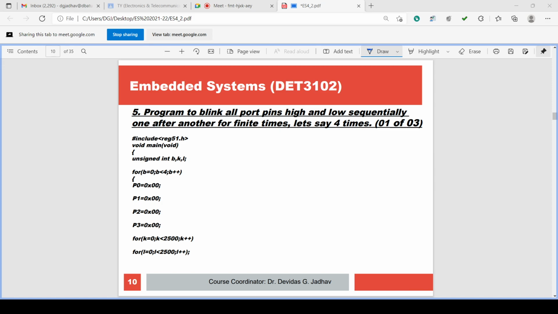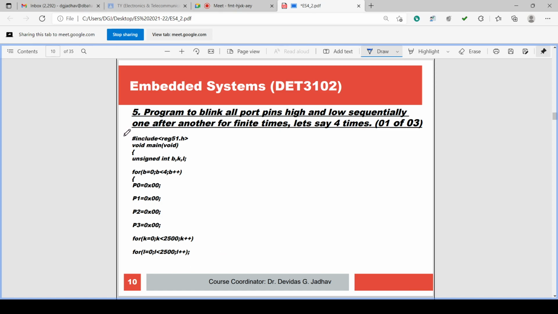This complete process is to be repeated 4 times. So all the complete process is to be repeated 4 times. Is it correct? This is the logic of the program. Hope you have understood the logic of the program. Now let's check the program.